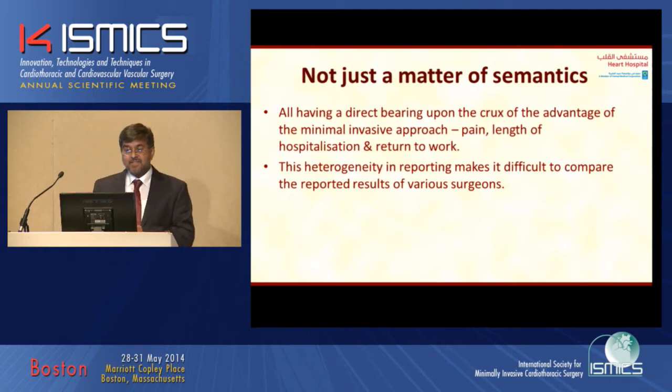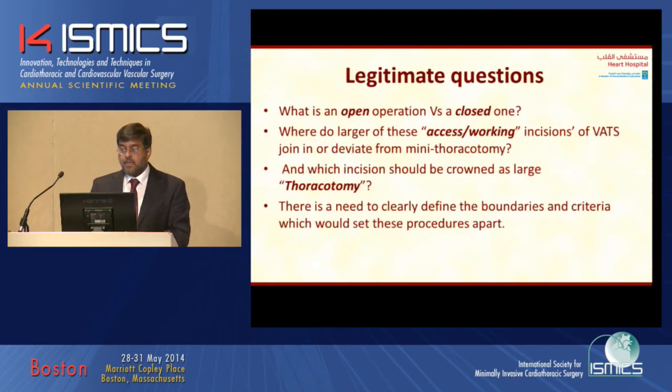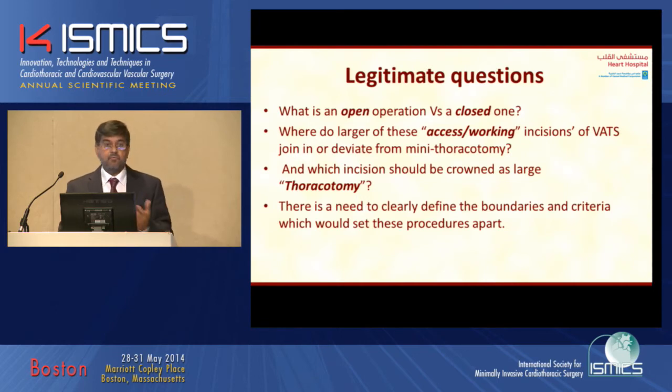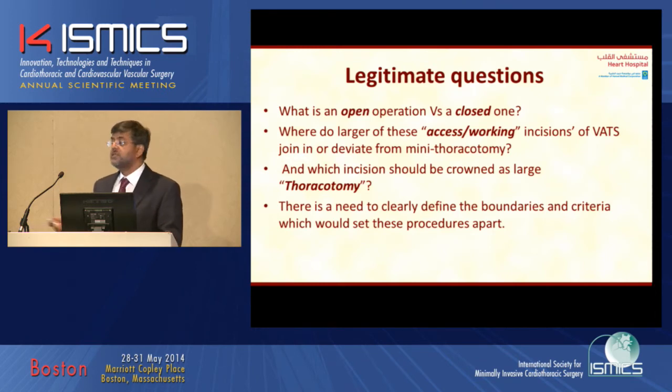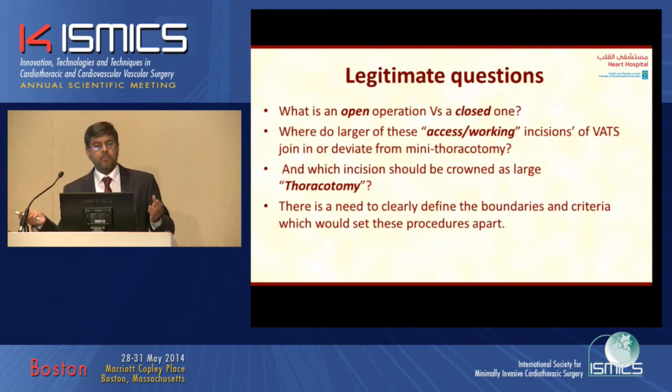If that is the crux of the whole minimal access surgery, then we should have a homogeneous system whereby you can compare the results of different procedures by different surgeons exactly and precisely. So one could ask a legitimate question, and if you ask another audience of this profession, you will get very varied answers. What is an open operation? What is a closed operation? And where does this large 10 centimeter access port differ from a mini thoracotomy incision? What is a large thoracotomy incision? We need to clearly identify these.